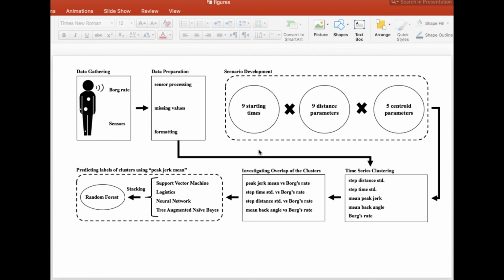So far we have seen that if we pick good parameters, we can have good overlap between the mean of the peak jerk and Borg's rate, and also the mean of the back angle and step time standard deviation have good overlap with the Borg's rate. In those cases, jerk also has a good overlap with the Borg's rate. So it seems that instead of hiring someone, interrupting the subject and asking their fatigue level, we can use sensor data, and those sensor data might be good representatives of their fatigue level. So we want to see how predictable those labels are.